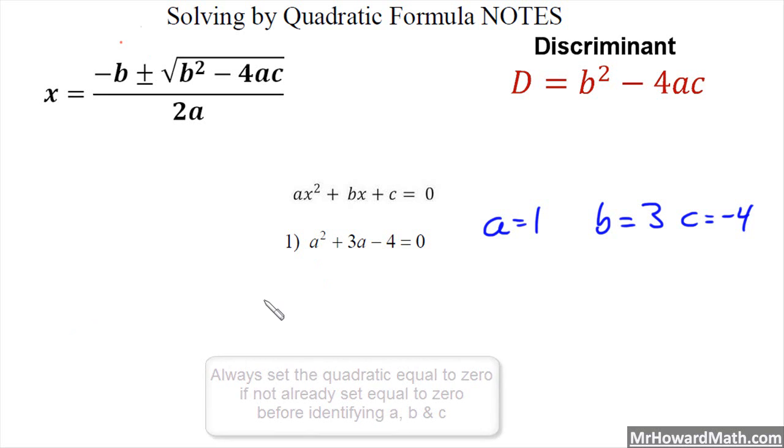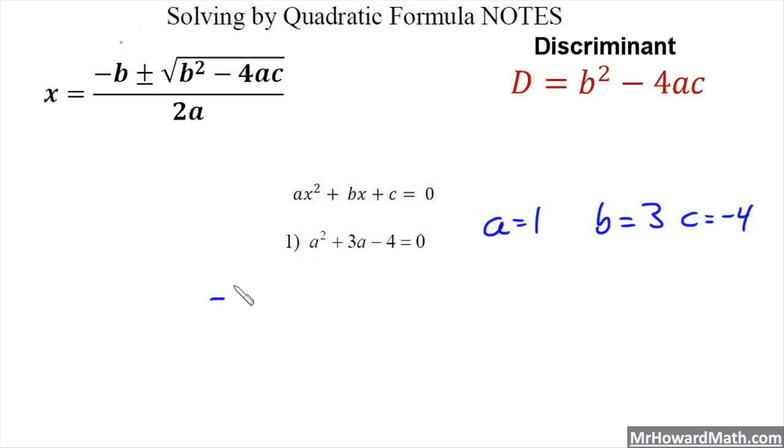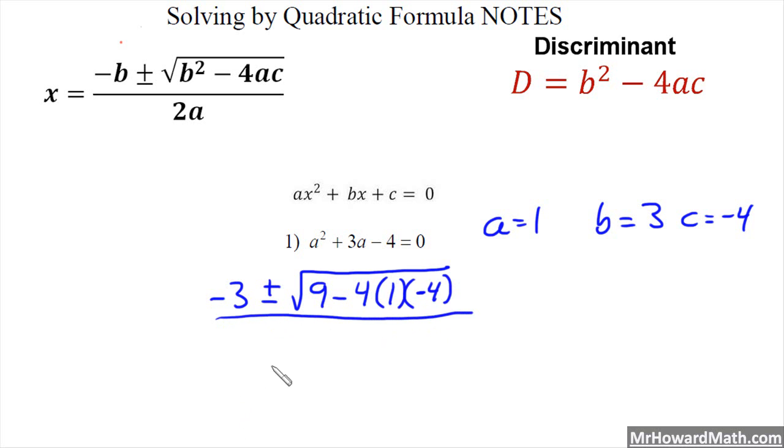So we start. Negative b for us would be negative 3 plus or minus the square root. B squared would be 9. I'm just going to write 9 here. You could write 3 squared and do it later. Subtract 4 times a, which is 1, times c, which is negative 4. I recommend you use this format where you use the parentheses there. All over 2 times a, which would be 2 times 1, so we're just going to leave it 2.